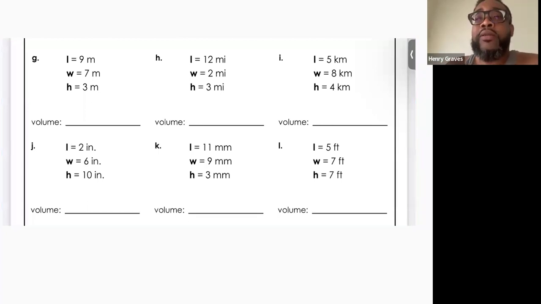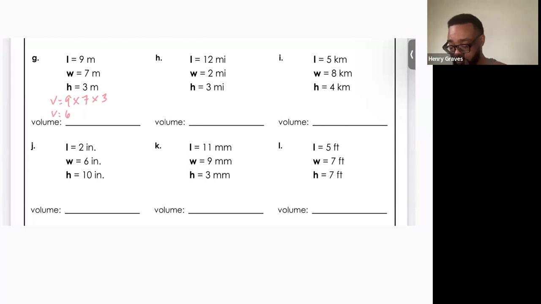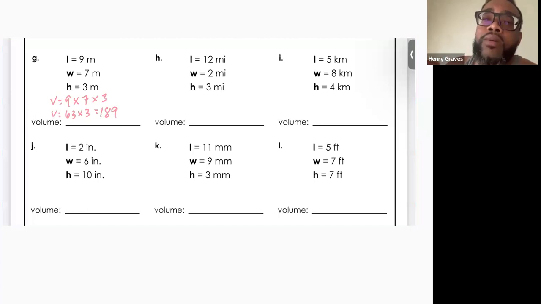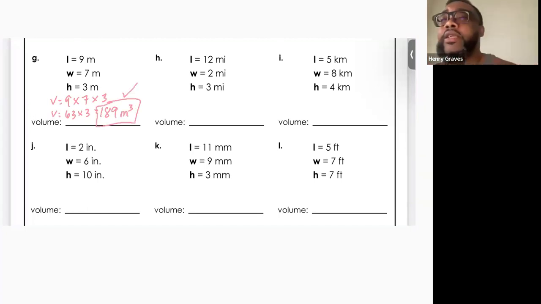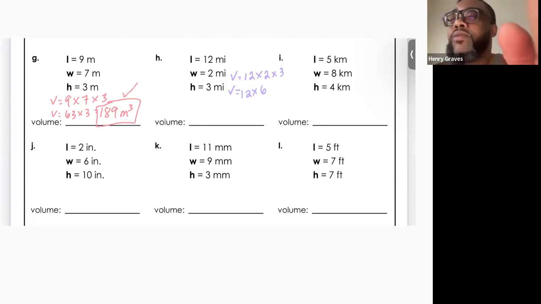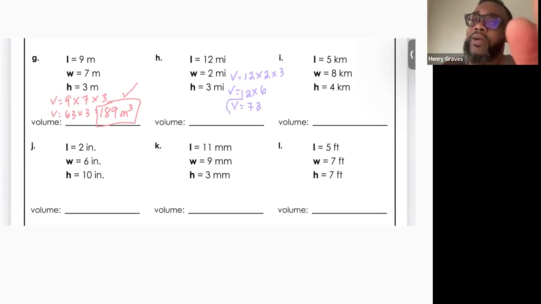So it's going to be 9 times 7 times 3. Remember, I'm just multiplying the numbers. So my volume is going to be 63 times 3. My calculator, that's 189. There we go. All right, then on letter H, I'm going to do volume 12 times 2 times 3. So my volume is going to be 12 times 6. So my volume is going to be 72. 72 miles to the third power.